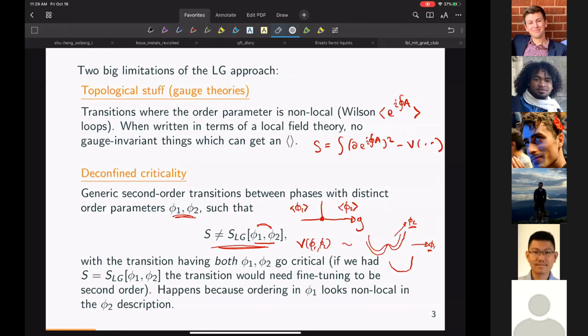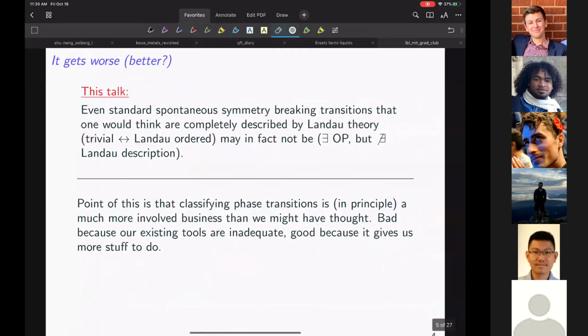Cool. So these two examples are telling you that Landau-Ginzburg theory is not everything in terms of classifying second order phase transitions, but Landau-Ginzburg theory did not pretend to be able to describe these two phases. Okay, so then what this talk is going to be about is transitions that really should be Landau-Ginzburg theory, but are not.